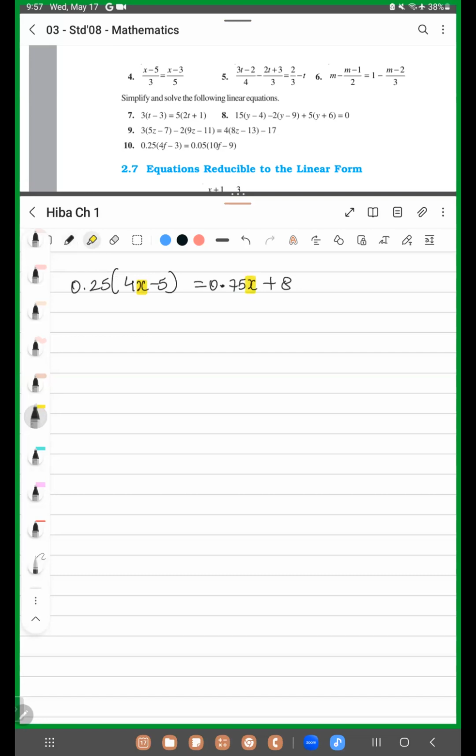So first of all, we will multiply 0.25 by 4, right? Or basically we will open the brackets. हाँ ठीक है, क्या हो जाएगा ये? It will be 1x minus 1.25. वेरी गुड, 1x माइनस 1.25, ठीक है। And the right hand side will be 5.9x.